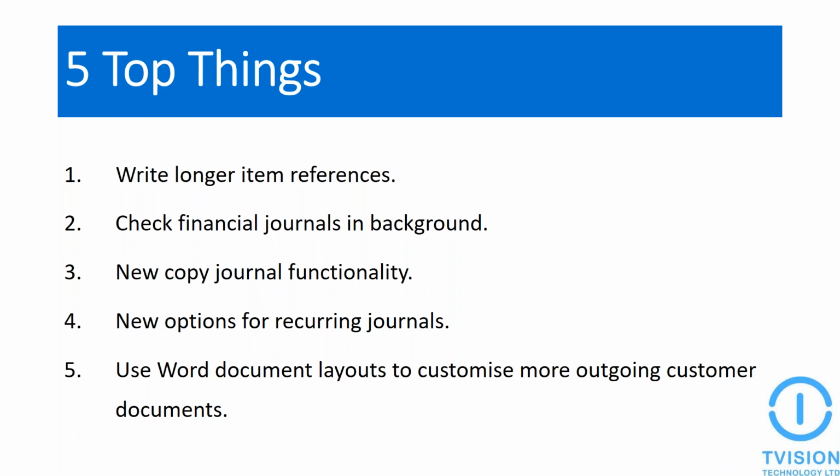New copy journal functionality. You can copy previously posted journals if you want to post to the journal again. This can save you time if you frequently use them. This will also give you options to reverse the signs on all the amounts so you can use it to reverse previously posted journals. New options for recurring journals, which gives you more control for the reversing date of the accrual type journals.